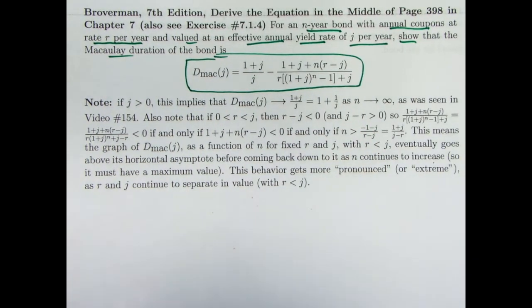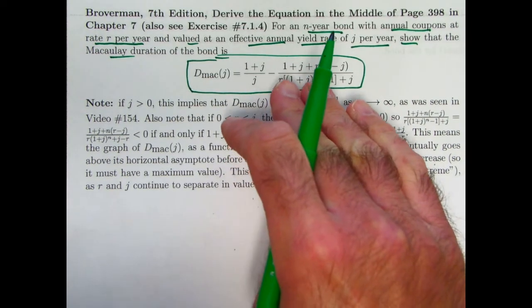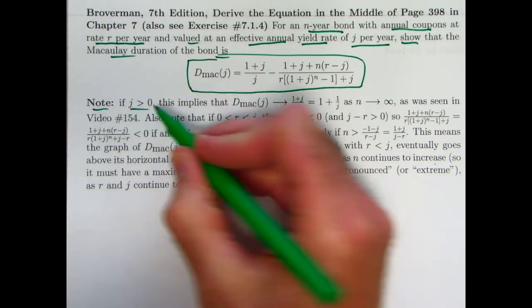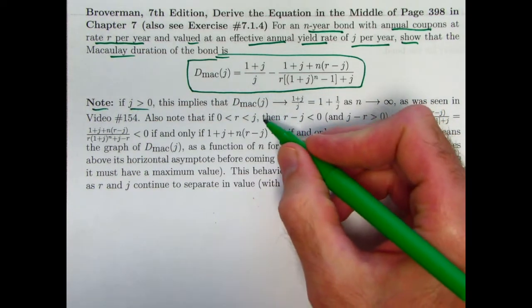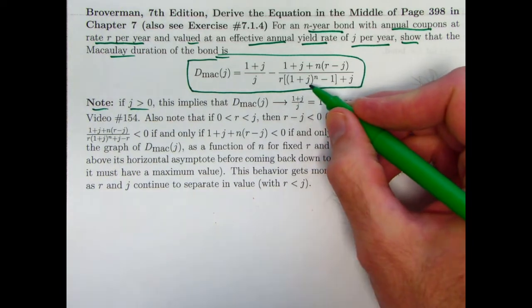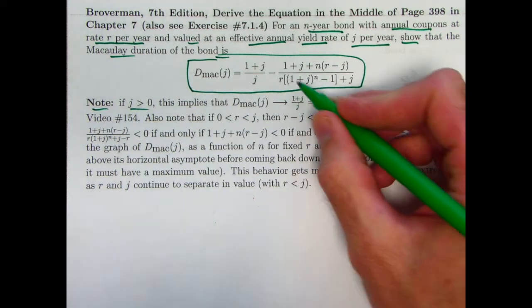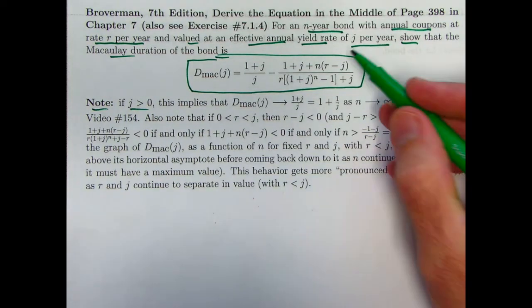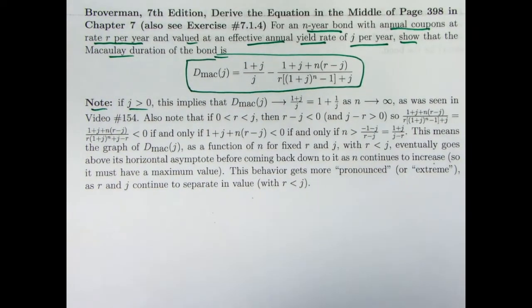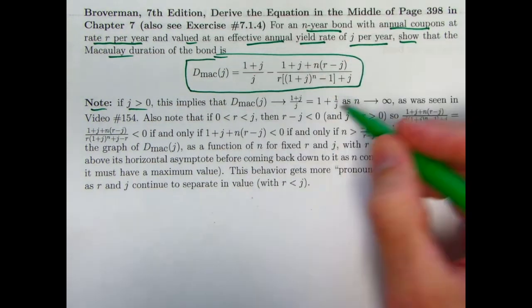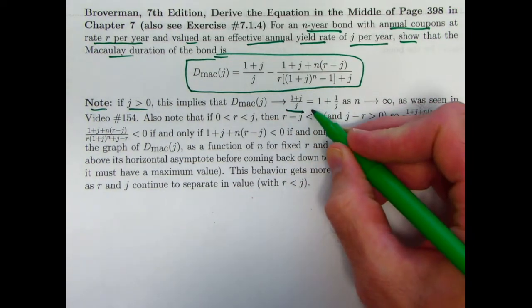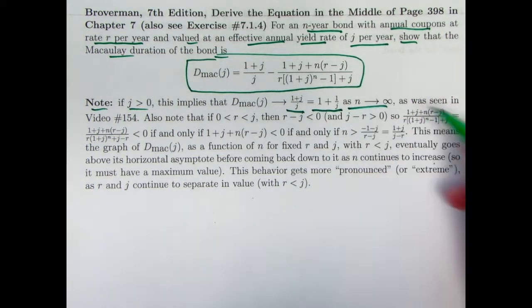Okay, so I want to make some notes before we delve into thinking about this symbolically. If we've got a positive yield rate, so that 1 plus j is bigger than 1, then 1 plus j to the n power is going to go to infinity as n goes to infinity. So this fraction is going to go to 0 in spite of the n up here as n goes to infinity. And the whole duration formula will approach 1 plus j over j, which equals 1 plus 1 over j, as n goes to infinity.